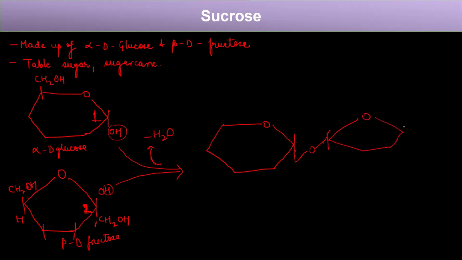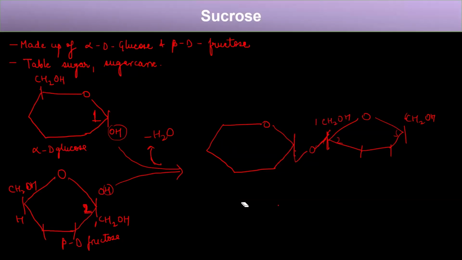We have, this is your fructose, and this is your second position. This is your CH2OH. Fourth, first, second, third, fourth, fifth, and sixth. So the bond will look something like this. And this linkage is known as, because it has glucose and fructose both, its bond will be something different, so its name will be something different.